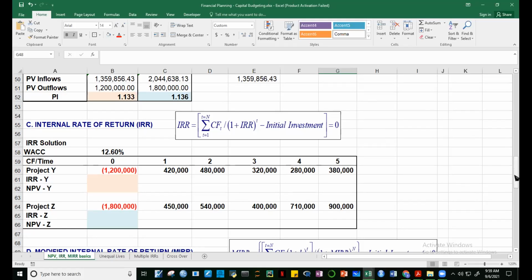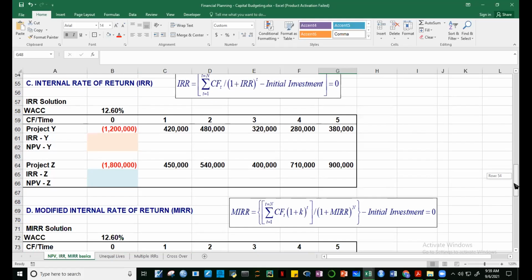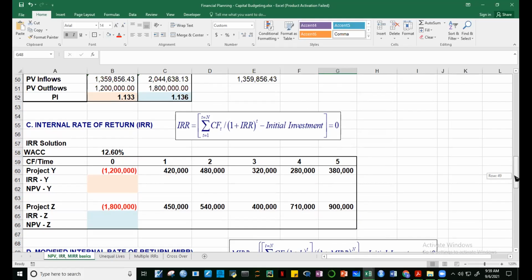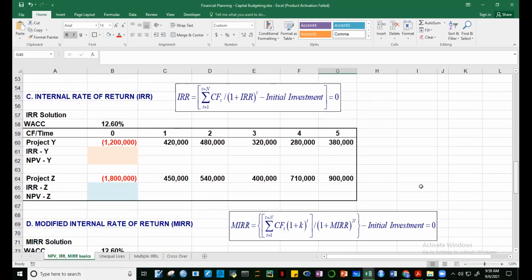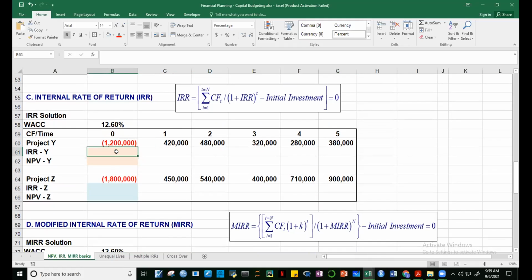Now let's go to IRR. Sabi natin, yung internal rate of return, okay, we can easily compute that. Okay, so let's use the IRR function. Ito yung return ng project natin. So values, okay, and ignore the guess. So for project Y, the IRR is 18.23.